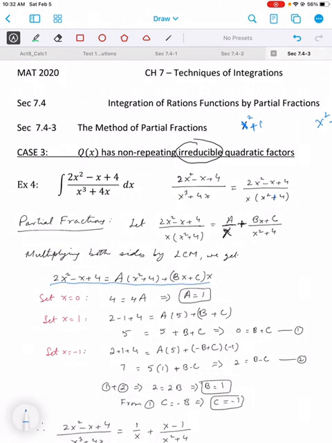Now we do the same thing by setting x equal to 0. Why? Because 0 is one of the numbers which is not in the domain. So we set x equal to 0, and we end up getting one of our coefficients. But now notice we don't have any other number which is not in the domain.